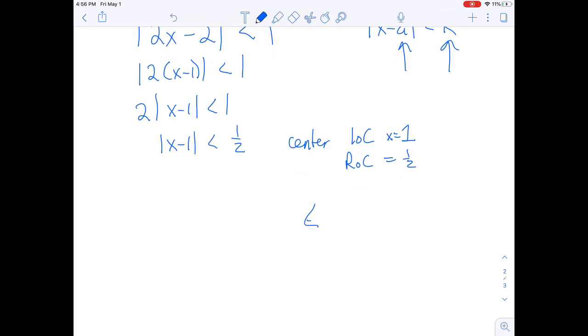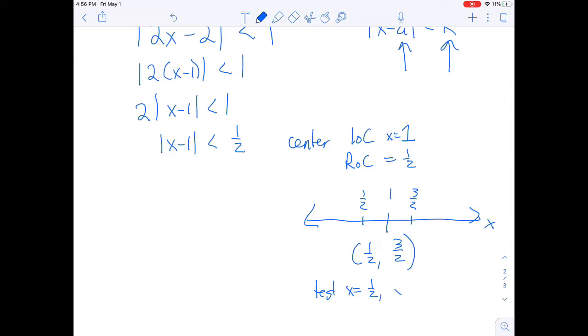What does that mean? That means if I have the center at 1, then I'll have to step to the right 1/2 and step to the left 1/2. That's my radius of convergence. So my interval is 1/2 to 3/2, but I need to test what happens when x equals 1/2 and what happens when x equals 3/2 to see if I can make either of these inclusive, include the endpoint.